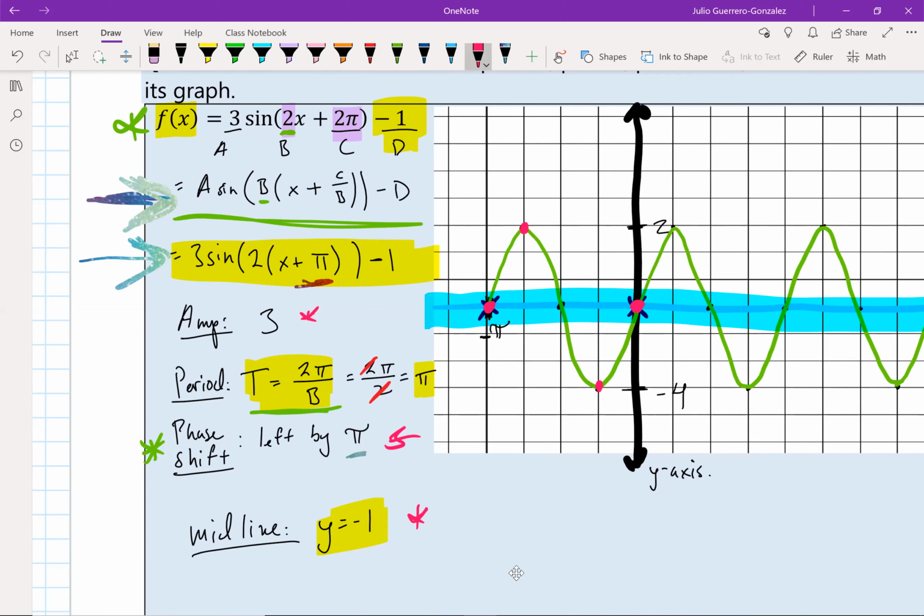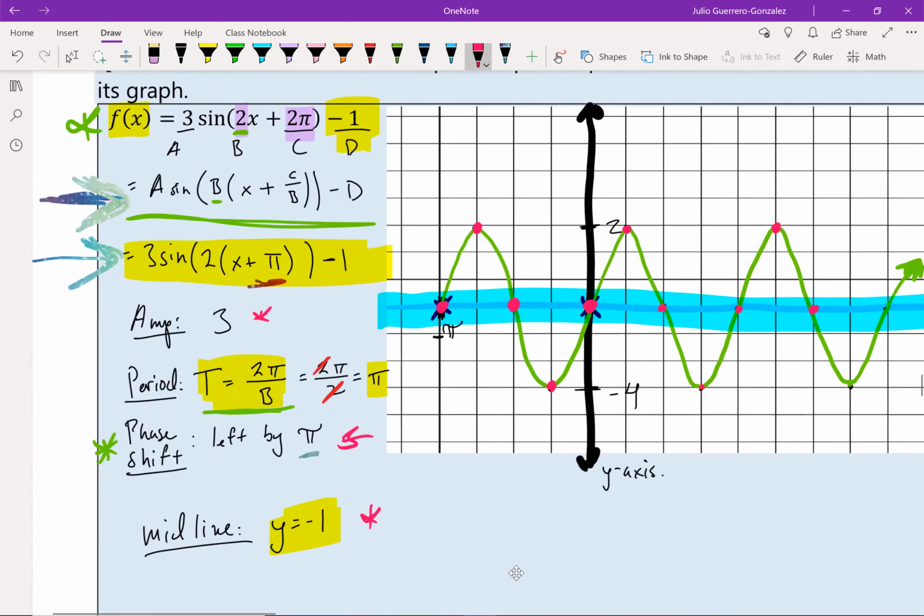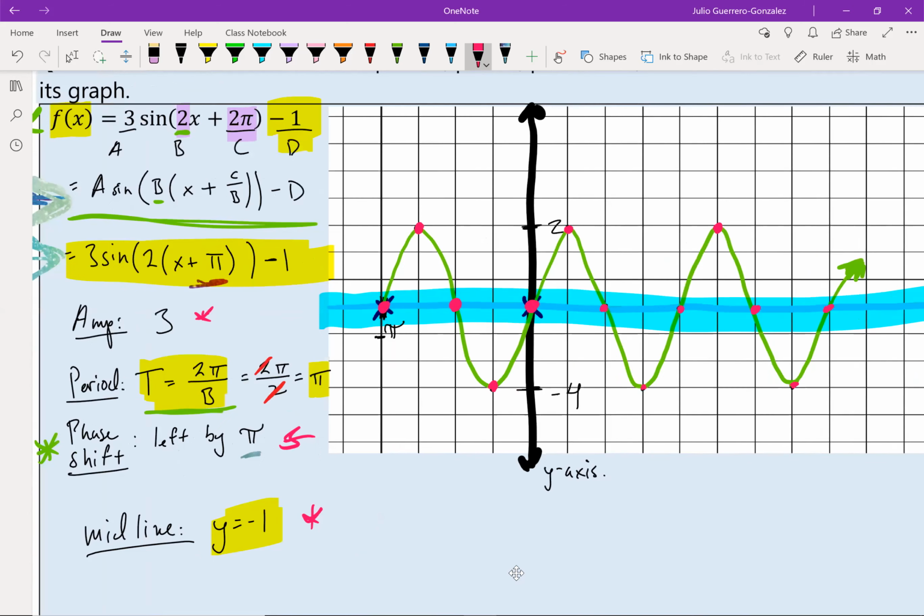And that's where we got all the rest of the points. So we know that it starts in the middle, climbs up, comes back down, goes down even further, comes back up, goes up, middle, down, middle, up, middle, down, middle, and then last one, let's just do for kicks and giggles, up. It is minus pi, yep.